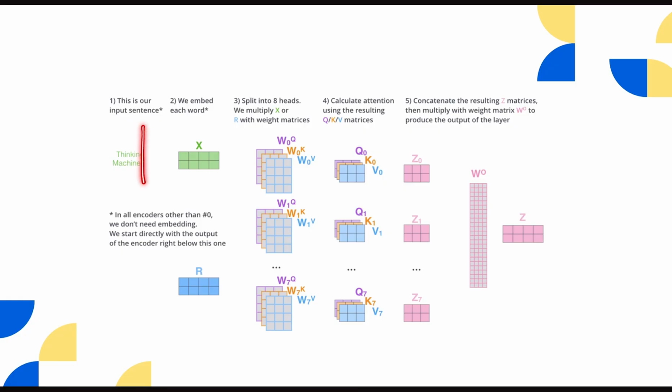This is our input sentence, thinking machine. We get the embedding out of that. Each word is getting converted into an embedding, and then we split into 8 heads. We multiply X or R with weight matrices, so we get each of the weight matrices in 8 heads, and then we calculate attention using the resulting Q, K and V, right? This is what gives us the Z score. Finally we get a W0, the output weight matrix, to produce the output of the layer.